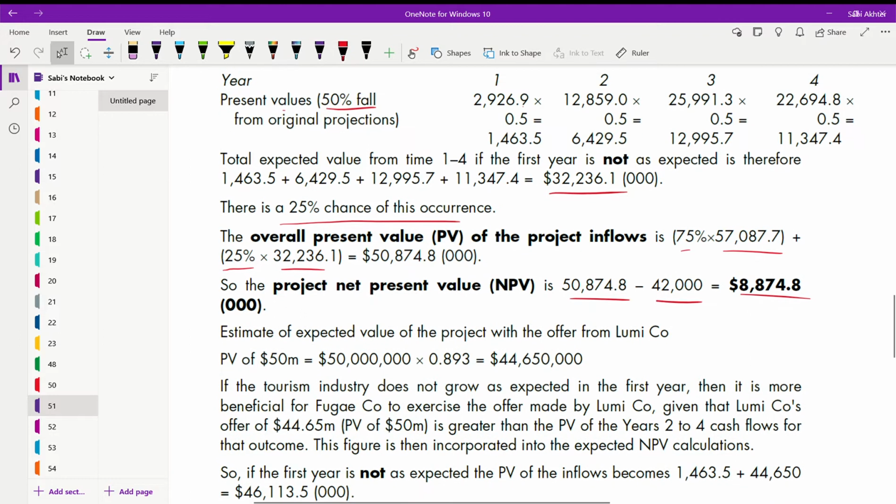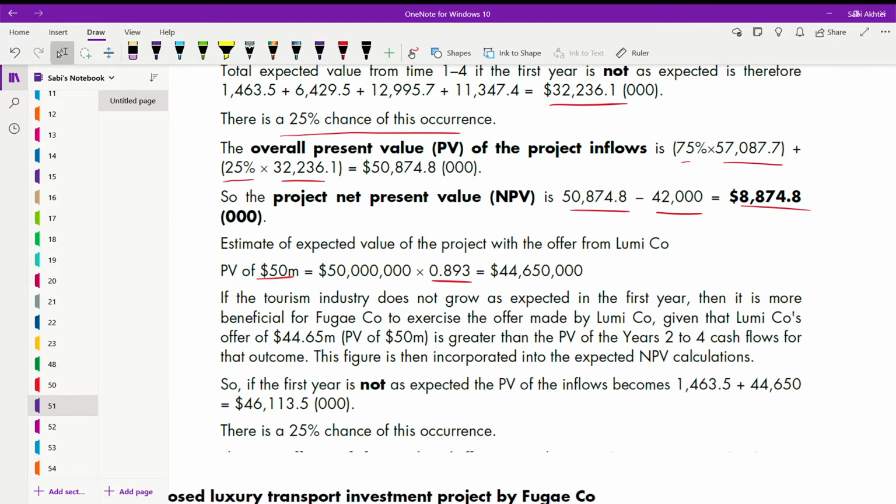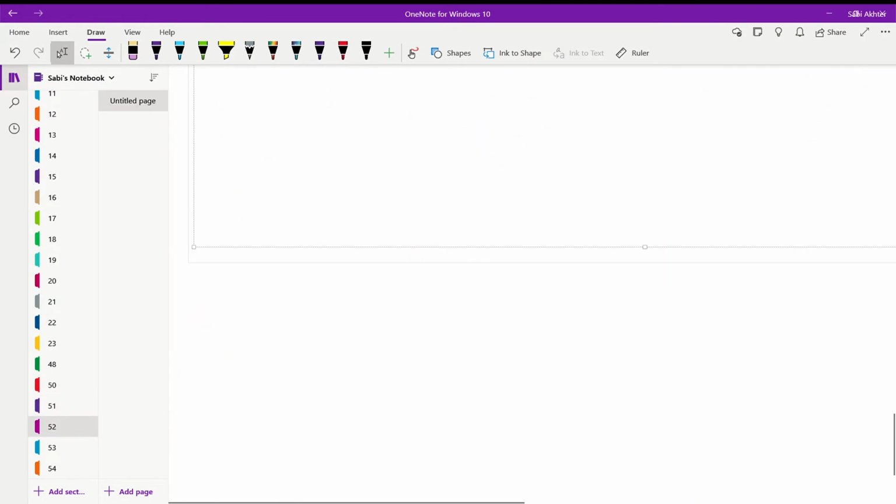With the offer, if you have to take, so the present value 50 million, you have to discount it. Right? Once you discount it, what do you have to do? If it is not expected, then this will be the present value of inflows. Coming to 52.